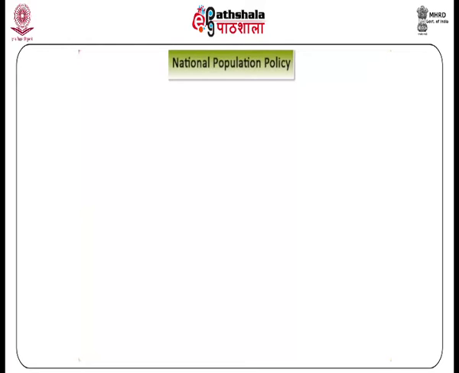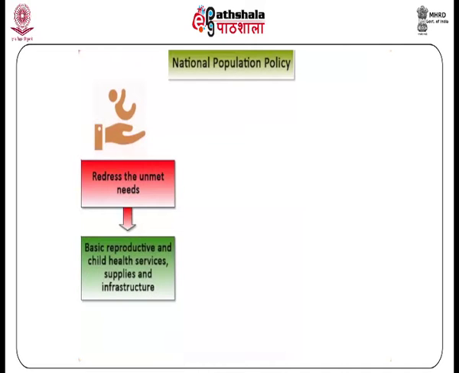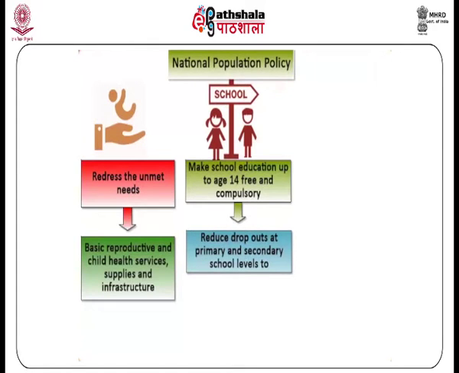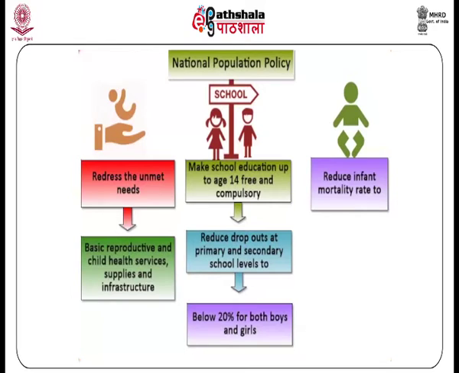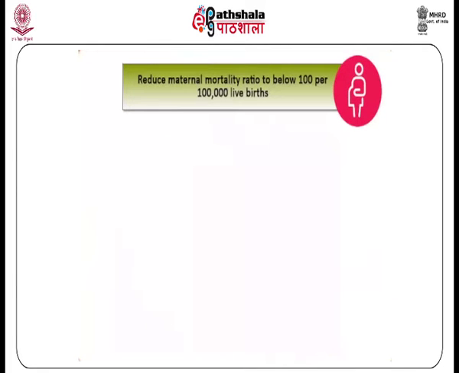Its main points were as follows: redress the unmet needs of basic reproductive and child health services, supplies and infrastructure; make school education up to age 14 free and compulsory, and reduce dropouts at primary and secondary levels to 20% for both boys and girls; reduce the infant mortality rate to below 30 per thousand live births; reduce the maternal mortality ratio to below 100 per 100,000 live births.